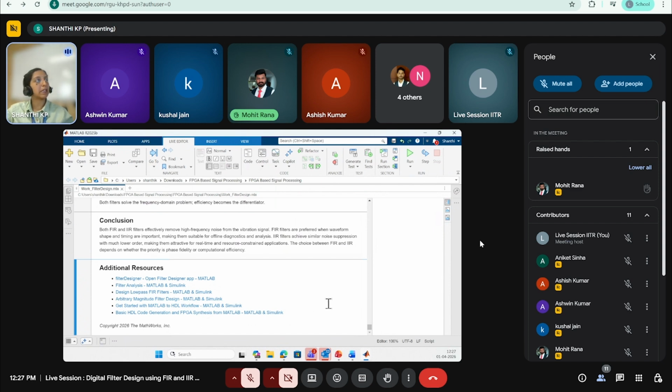And also there are links on getting started with the MATLAB to HDL workflow, which is very specific to filter design. How we can generate code using HDL Coder and FPGA synthesis from MATLAB. So these last two resources will help you in modeling the filter design using HDL Coder.